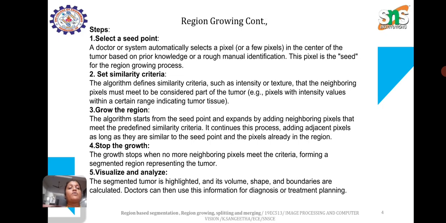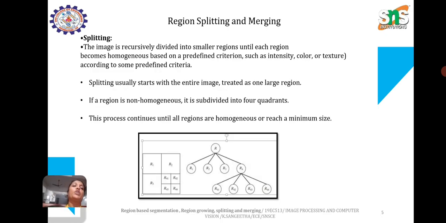And the final step is to visualize and analyze. The segmented tumor is highlighted and its volume, shape and boundaries are calculated. So doctors can then use this information for diagnosis or treatment planning. Next we will move on to region splitting and merging.